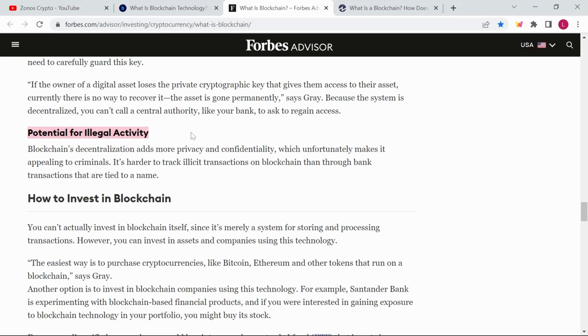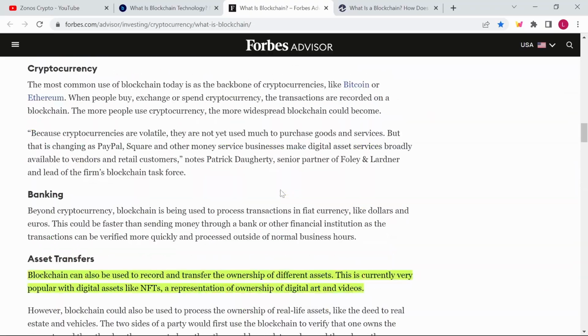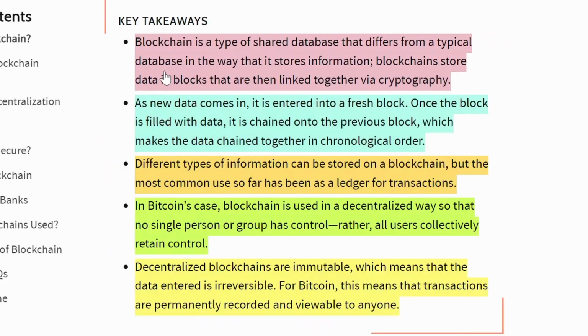Understandably, right? Okay. Now let's sum it up once again. Blockchain is a type of shared database that differs from a typical database in the way that it stores information. Blockchains store data in blocks that are then linked together via cryptography. As new data comes in, it is entered into a fresh block. Once the block is filled with data, it is chained onto the previous block, which makes the data chained together in chronological order. Different types of information can be stored on a blockchain, but the most common use so far has been as a ledger for transactions.